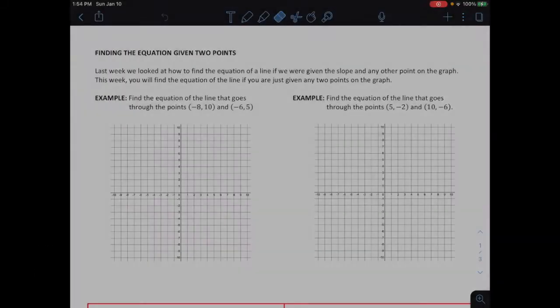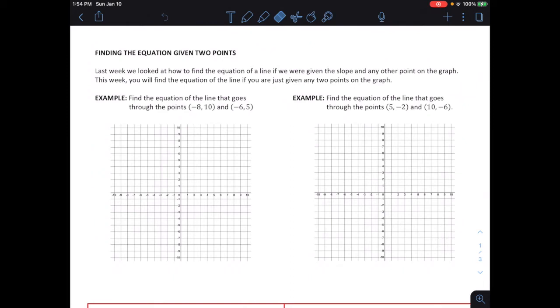All right, welcome back. This week is going to look very similar to last week because we're going to do the same thing. We're going to find the equation of a line, but this time we are going to be given 2 points instead of a point and a slope. So anytime we're given 2 points, all we need to do is graph those 2 points, find the slope between those 2 points, and then use that slope to be able to find more points until we find the y-intercept.